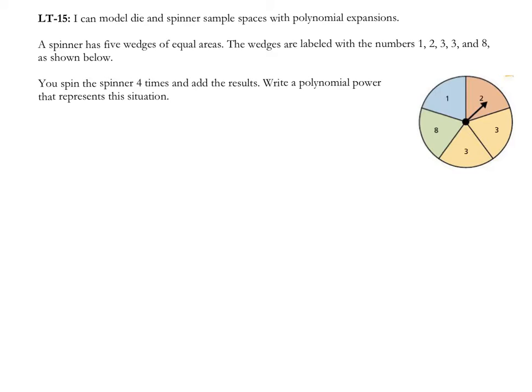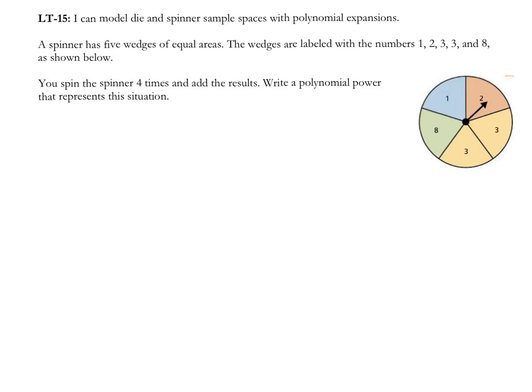So Learning Target 15 says I can model die and spinner sample spaces with polynomial expansions. In this problem, we have a spinner that has 5 wedges of equal areas. The wedges are labeled with the numbers 1, 2, 3, 3, and 8, as shown below. We spin the spinner 4 times and add the results. The question is to write a polynomial power that represents this situation.